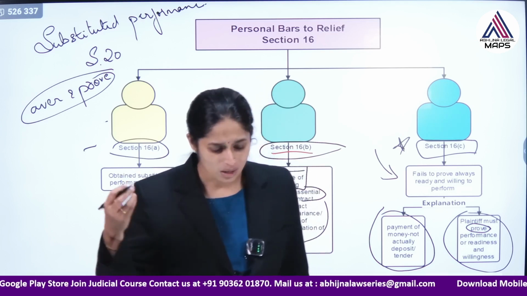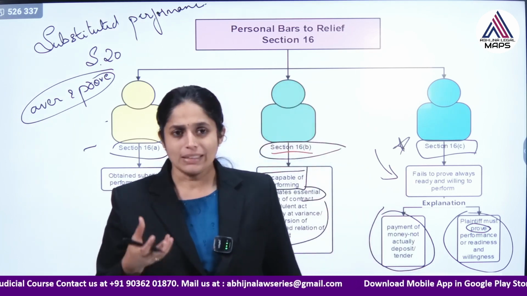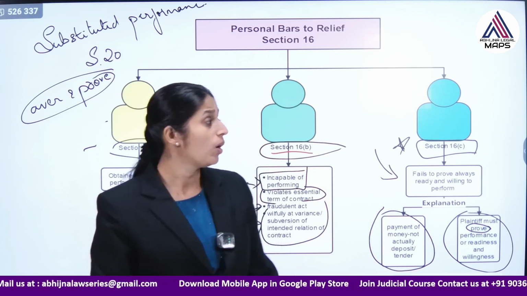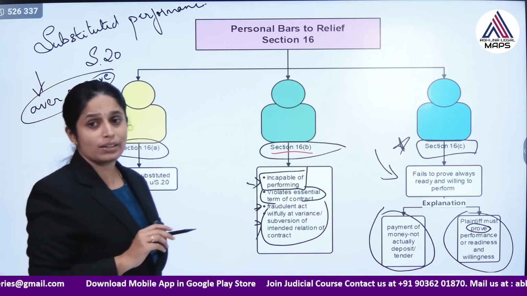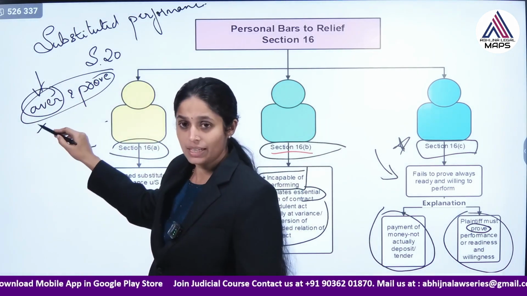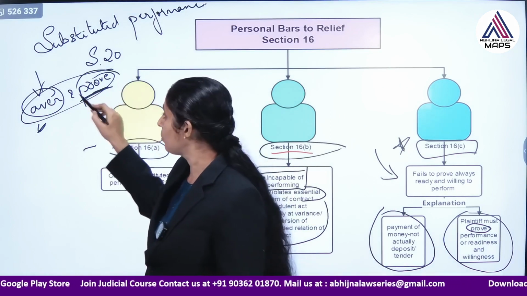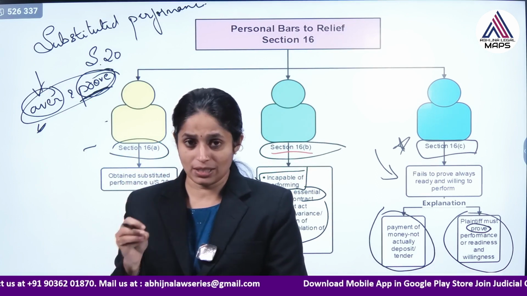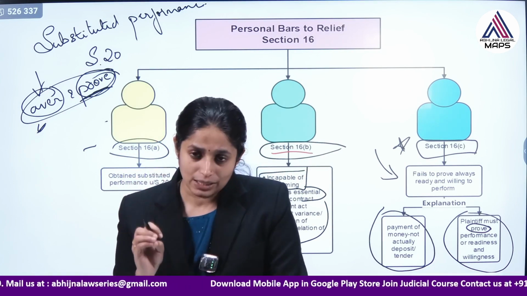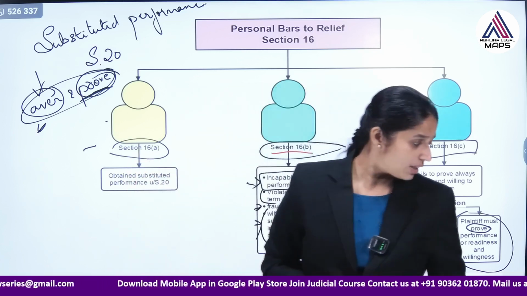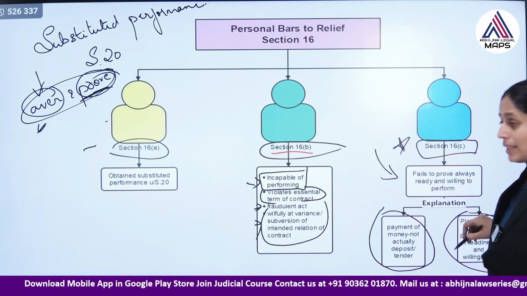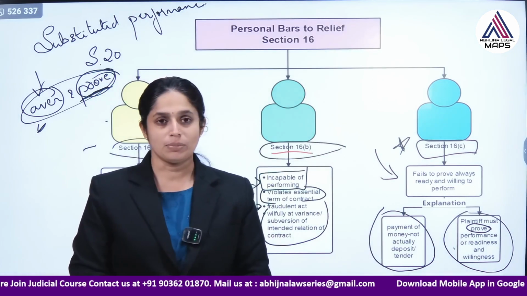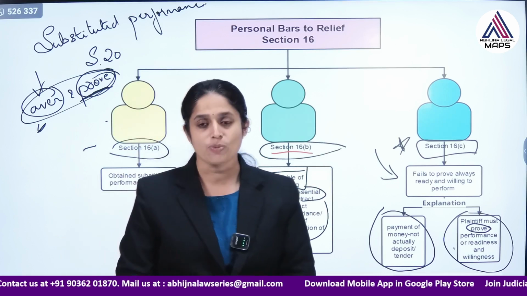But later, due to many cases failing due to non-fulfillment of this averment, they removed it. Aver was deleted and only the word prove remained. It means it is sufficient to prove. Even if the person does not mention his readiness and willingness in the plaint, it is sufficient if he proves his readiness and willingness. So, this is the second explanation. This is all about personal bars to relief under Section 16. Thus we have completed a small explanation regarding Section 16 of the Specific Relief Act of 1963.